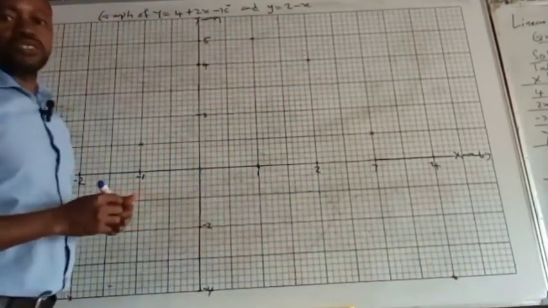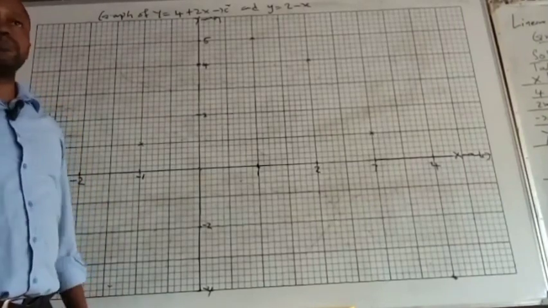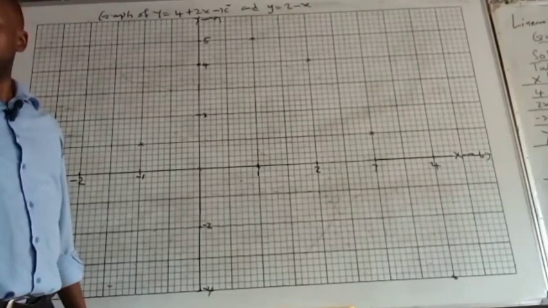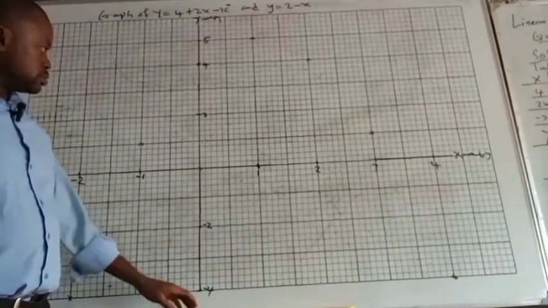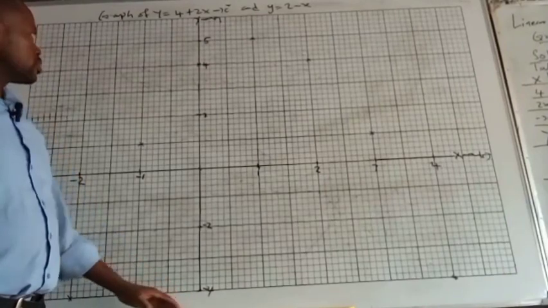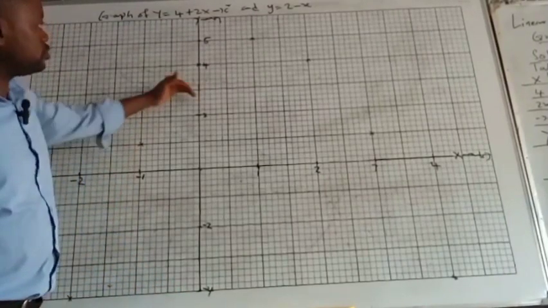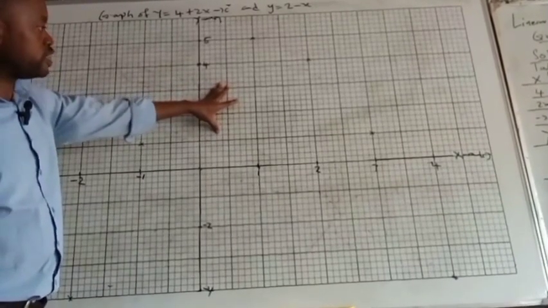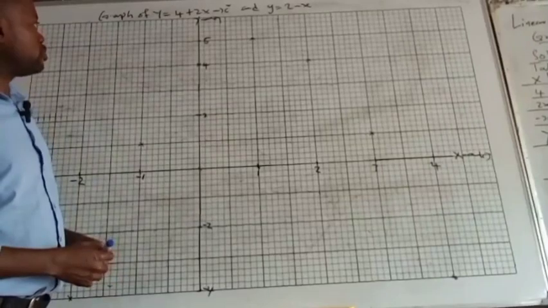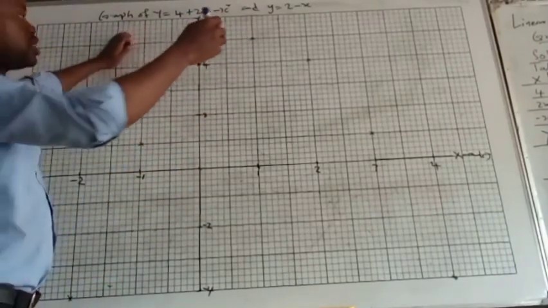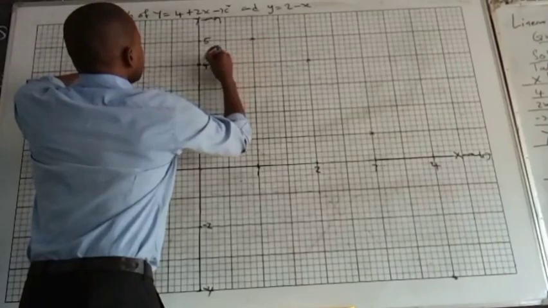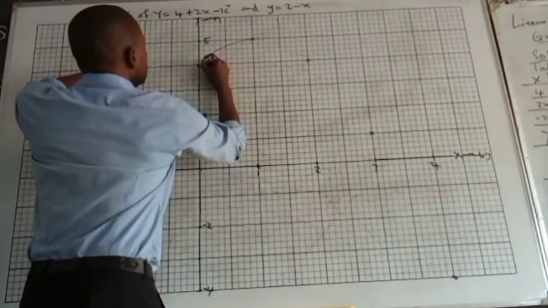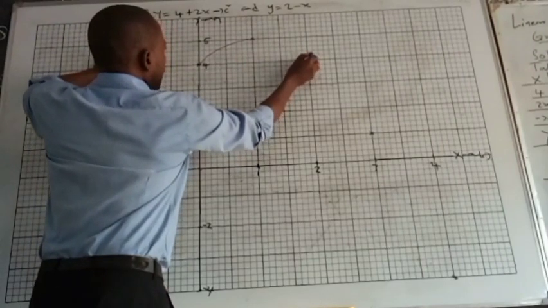Now we have to join these points. Please make use of a flexible ruler or French curve if you have it, so that the curve nature of the points has to be very clear. Let me use the freehand method to see what I can do here.